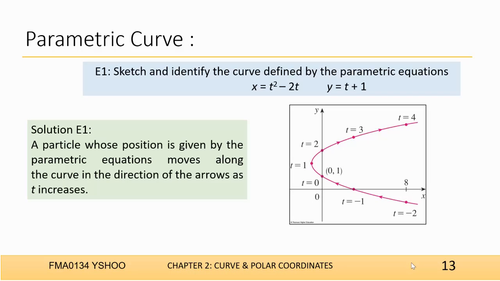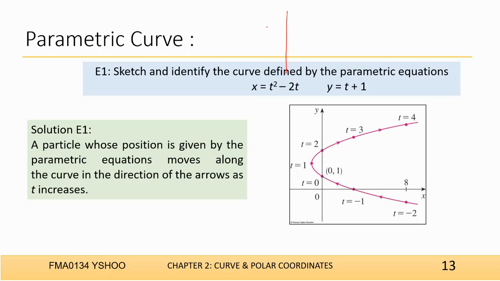Now let us look at one of the parametric curves. Sketch and identify the curve defined by the parametric equations x equals t squared minus 2t, y equals t plus 1, and this is the solution. Okay, so first of all, how are we going to sketch this graph?